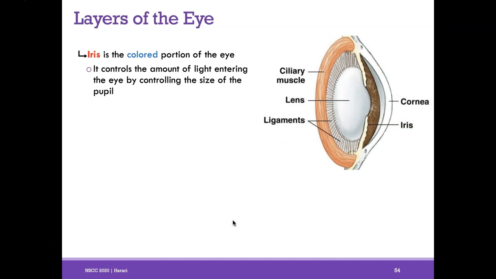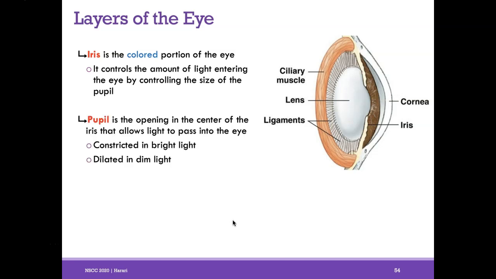The iris is still part of the vascular layer, and that's the color portion of the eye. And it's basically a diaphragm. It's an adjustable diaphragm that can open and close to control the diameter of the pupil. So it controls the amount of light that can enter the eye by changing the size of the pupil, whether it's dilated or constricted. So that's the iris. And the pupil itself is an opening, not a physical structure. The pupil is the opening in the center of the iris that allows light to pass through.